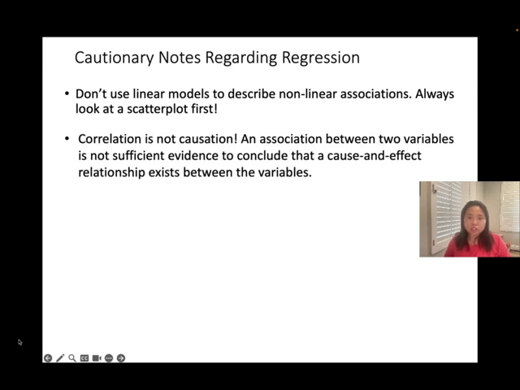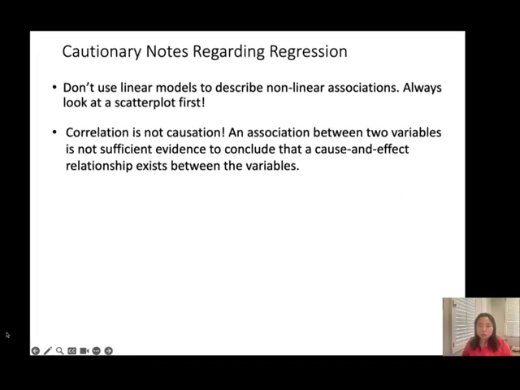Correlation is not causation. An association between two variables is not sufficient evidence to conclude that a cause and effect relationship exists between the variables. Even though we find the correlation is really strong or a good fitting regression line, this is not evidence of a cause and effect relationship. You can only say the two variables are associated with each other, but you can't draw the conclusion saying one thing caused another thing to happen.